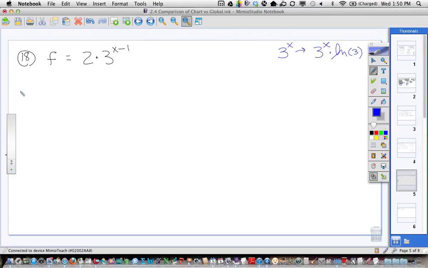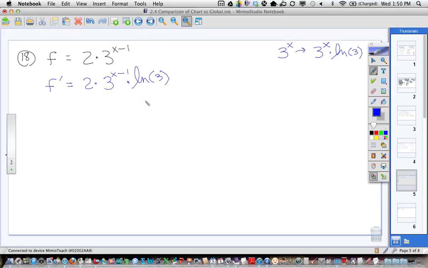So on this one, we say, okay, a 2 is just a number hanging out in front, so we leave it there. The derivative of this is this. The minus 1 doesn't matter. We always leave the inside alone, right? The x minus 1 is the inside. We always leave that alone. But we have to make that adjustment where we tack on an ln3.